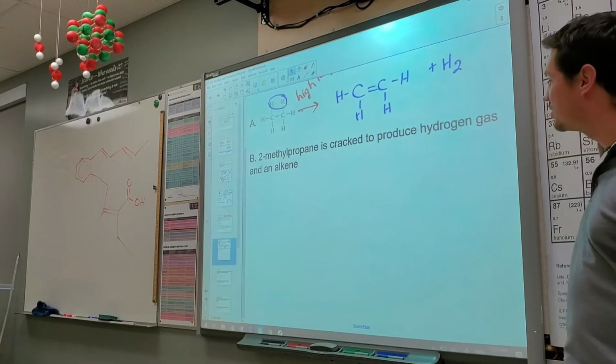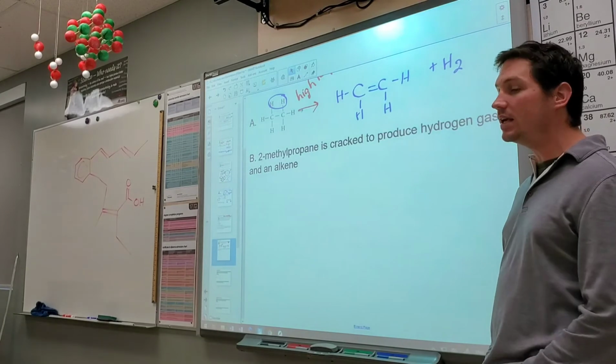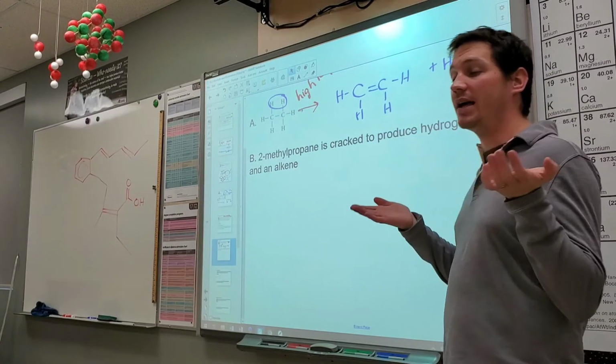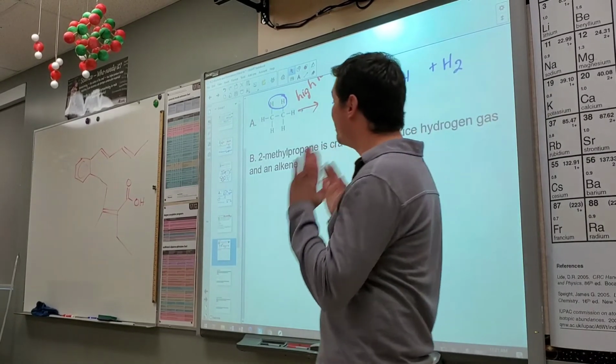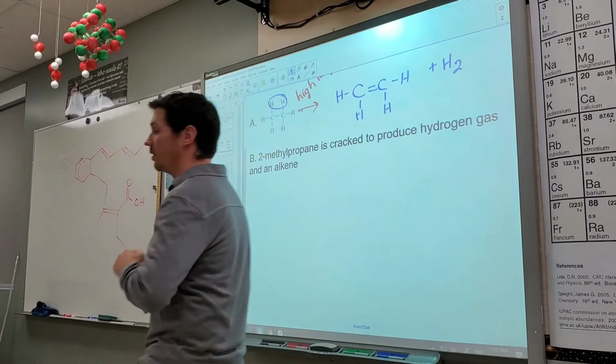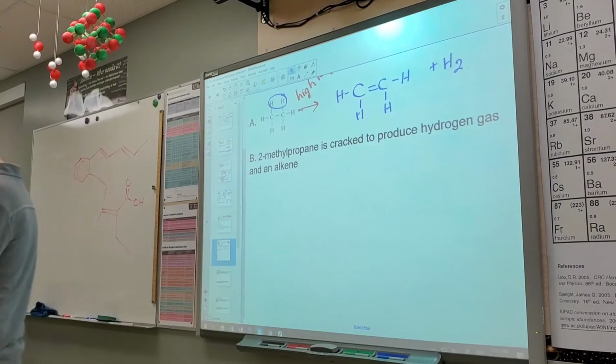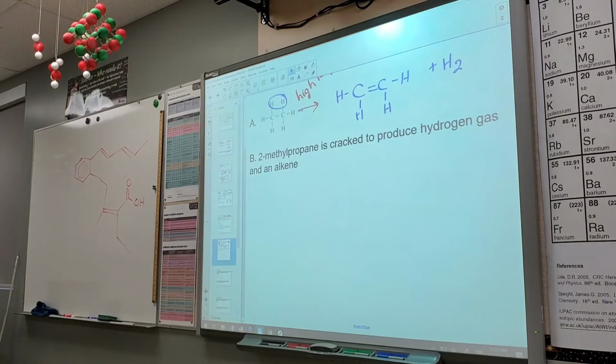Methylpropane is cracked to produce hydrogen gas and an alkene. I would like you to just try it, okay? Just draw 2-methylpropane, and then crack it, and see what you get.